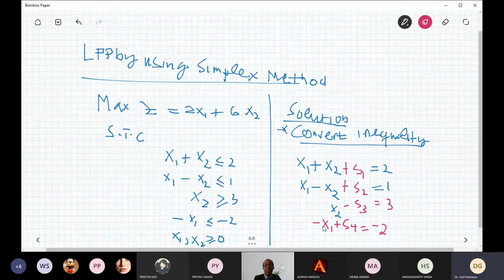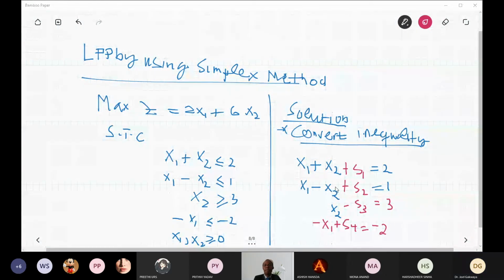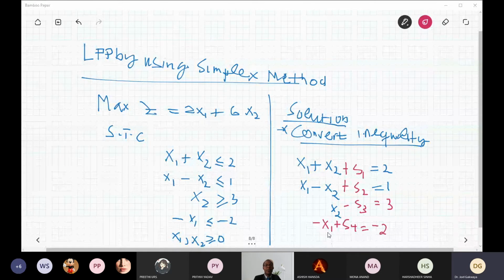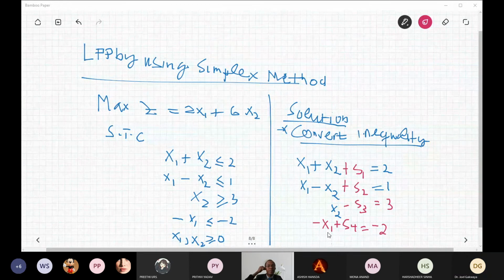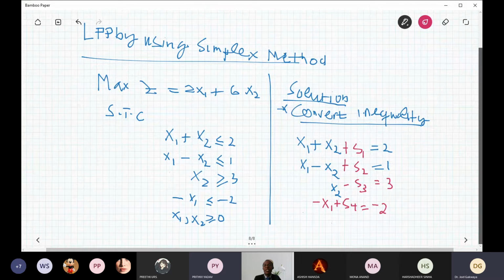Okay, Pretty V, continue. Where is Pretty V? Yeah, she's there. Yes, Pretty V, what to do? Max z is equal to 2x1 plus 6x2.